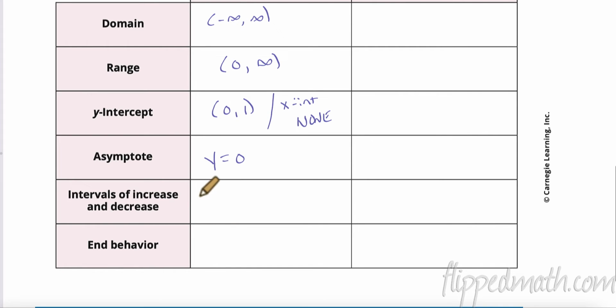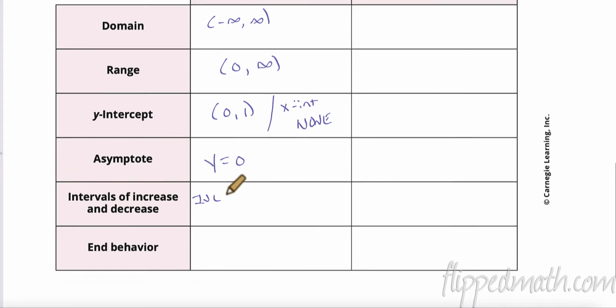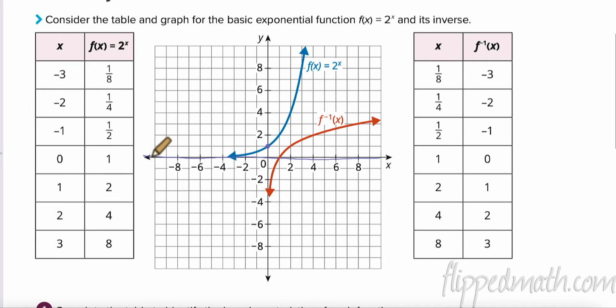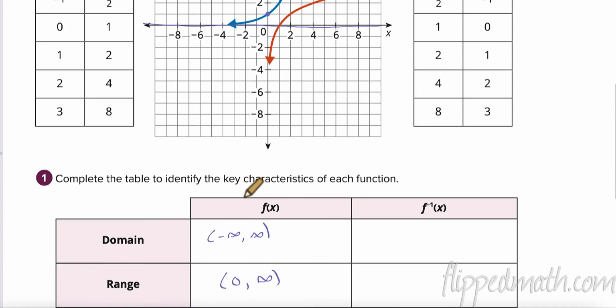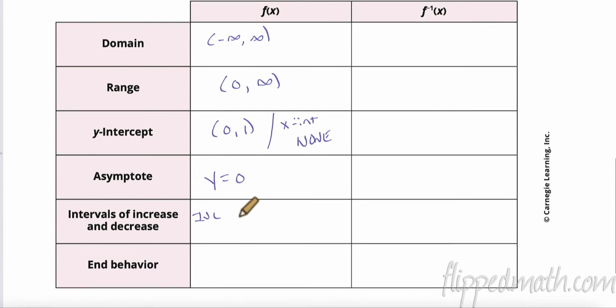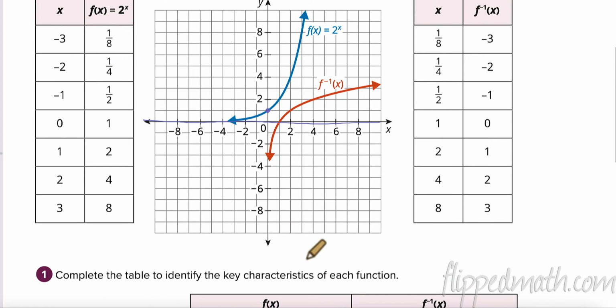Intervals of increase or decrease. Well, this is always increasing. And when is it increasing? It's increasing on its entire domain. So from negative infinity to positive infinity. And the end behavior. So let's talk about the end behavior. As x goes to negative infinity, my y values approach 0, right? They approach that asymptote. As x goes to positive infinity, my y values approach positive infinity, okay?